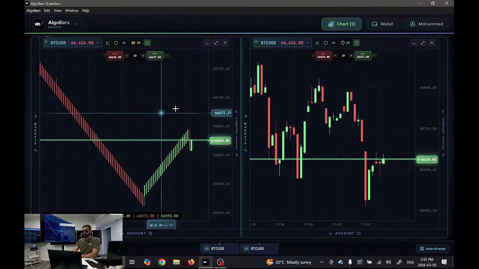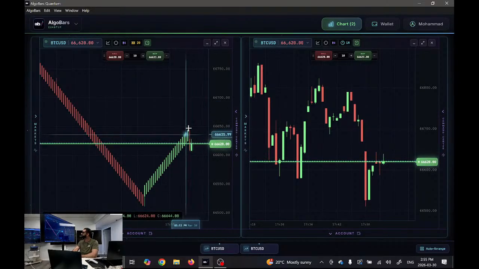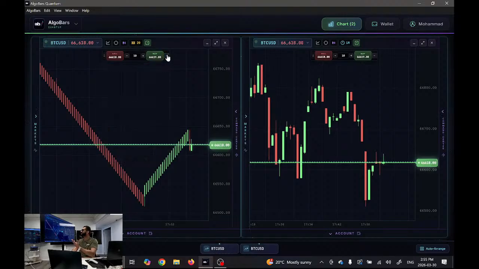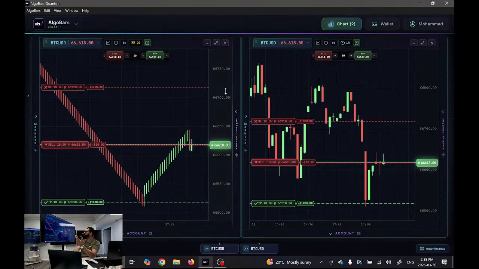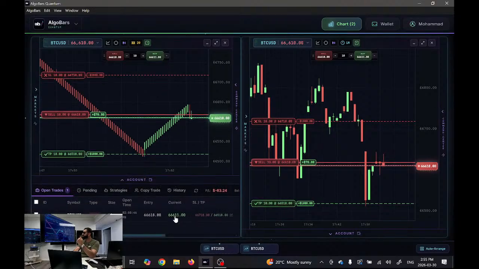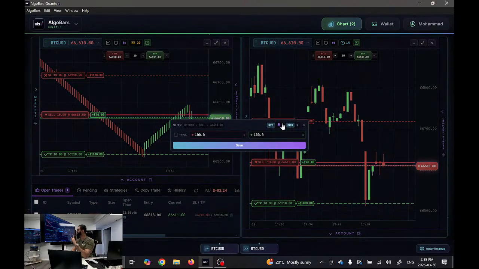Now, the range bars show us when a reversal is happening. Right here, we're having a reversal. It's a really clean reversal. I'm going to go ahead and enter our sell trade. I'm going to make my stop loss and take profit ghost, and I'm going to explain what this means.